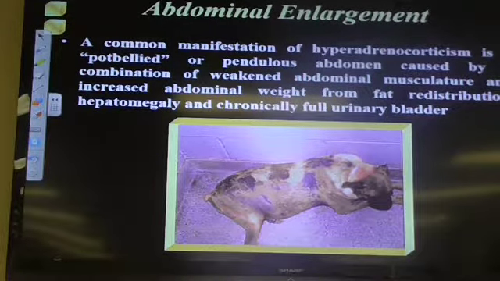Abdominal enlargement. That's the pot-bellied appearance. That's a common manifestation, and it gives you a pot-bellied or pendulous abdomen. Again, we talked about it: weakened abdominal musculature, increased abdominal weight from fat redistribution because you're breaking down the fat so the animal can make glucose out of it. Also from a big liver, because where's a lot of that fat going to be going? And a full urinary bladder, because what have you done to their ability to reabsorb the water? You messed it up because of the effects upon ADH, and so you'll see this.